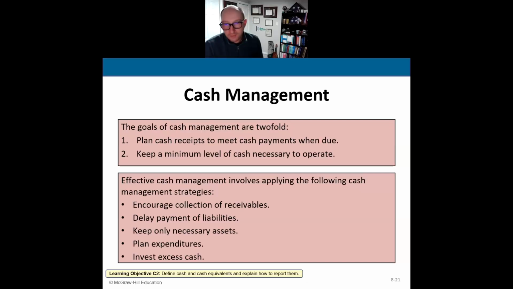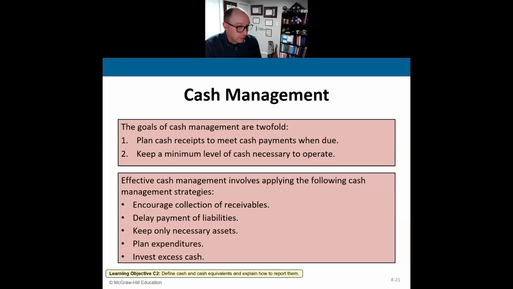Those are the two steps. Effective cash management involves encouraging collection of cash receivables. Some of your customers pay on account receivable. That means they're going to pay you later. Okay? You've got to make sure that you collect. Don't let the customers be late. Right? Encourage the collection of receivables.